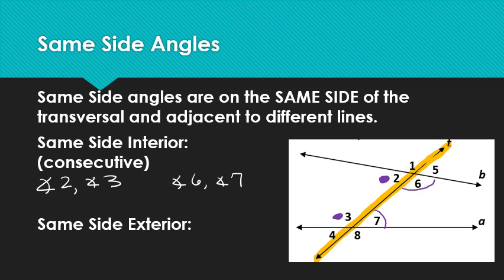So now if I flip over to same side exterior, I have the same conditions except they're exterior. They're on the same side of the transversal, but they're exterior. So angle 4 would be on the same side of the transversal as angle 1. So angle 4 and angle 1 would make a pair of same side exterior angles. And I look at what's left and I have angle 5 and angle 8. They are on the same side of the transversal and they are both exterior. So angle 5 and angle 8 would be considered same side exterior.